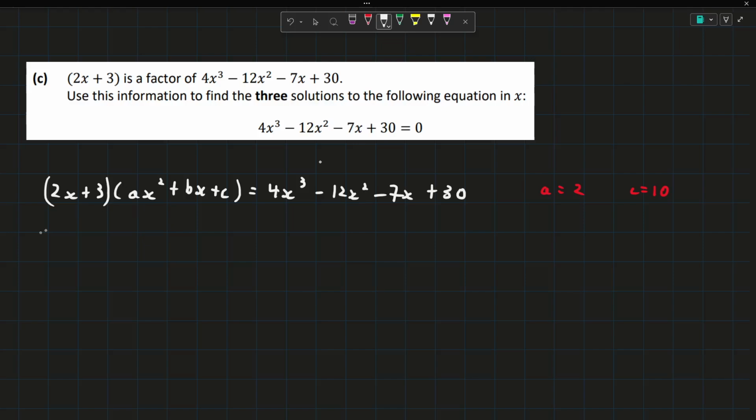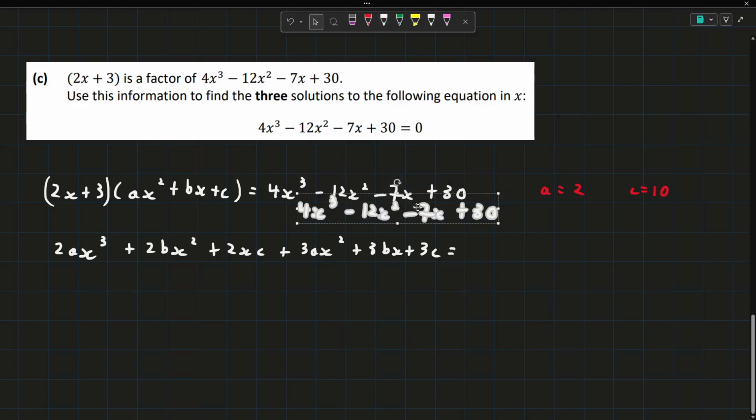So I'm just going to multiply out the left-hand side. We're going to have 2x times ax squared will give us 2ax cubed. Then we're going to have plus 2bx squared plus 2xc. Then we're going to have plus, and then we're on to the 3. So we're going to have 3ax squared, and we're going to have plus 3bx, and we're going to have plus 3c, and that's equal to the cubic.